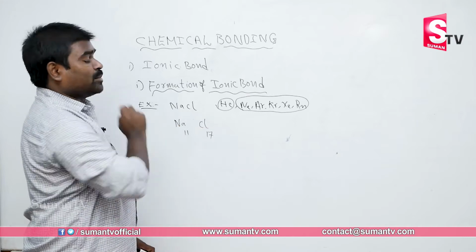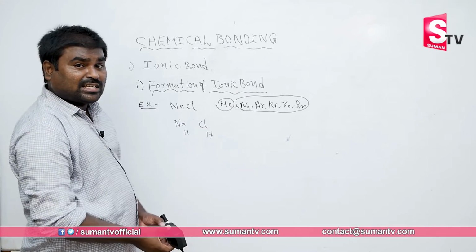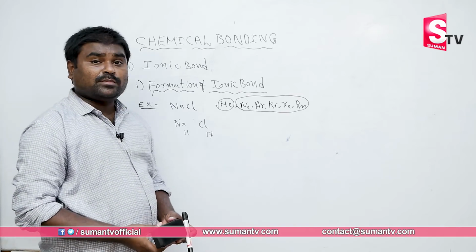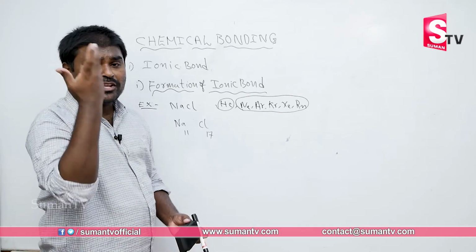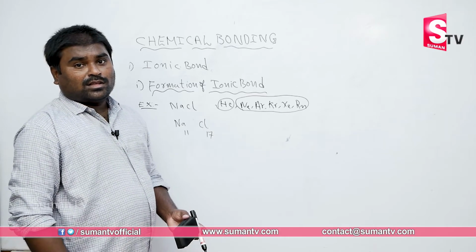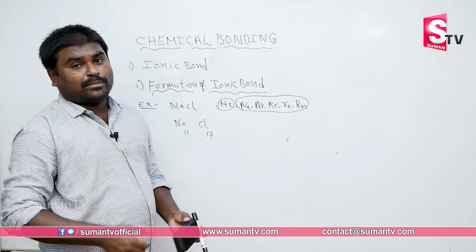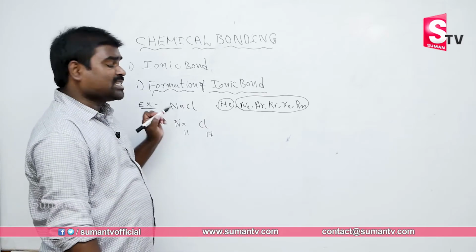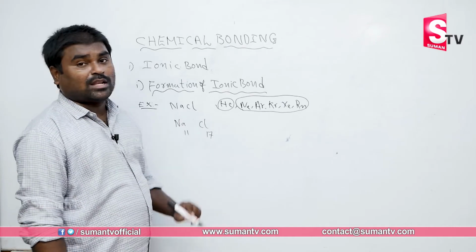Example, children, sodium chloride. Sodium belongs to which group, children? You know well, in the periodic table S block elements and P block elements together can give n number of substances, n number of compounds. Now in sodium chloride, which is the S block element? Sodium is the S block element. Chlorine is the P block element.